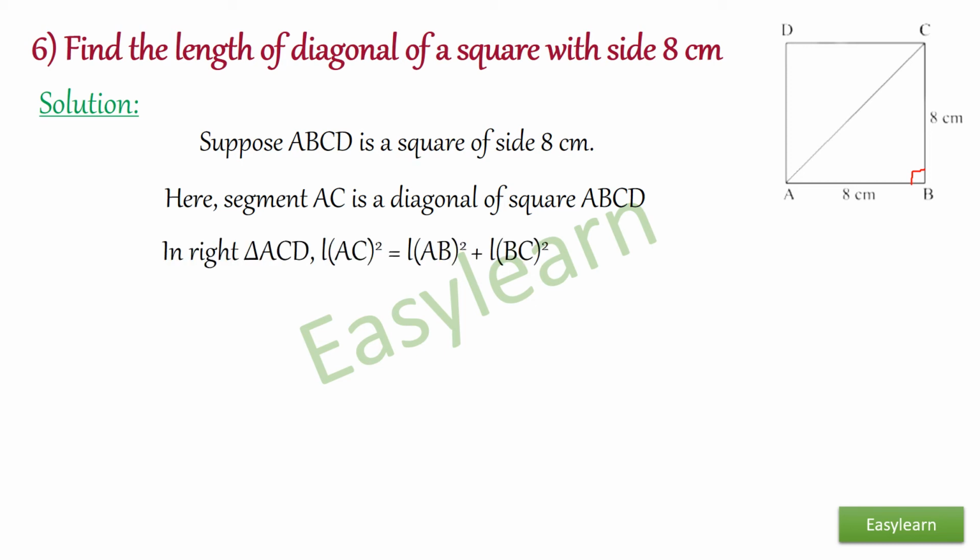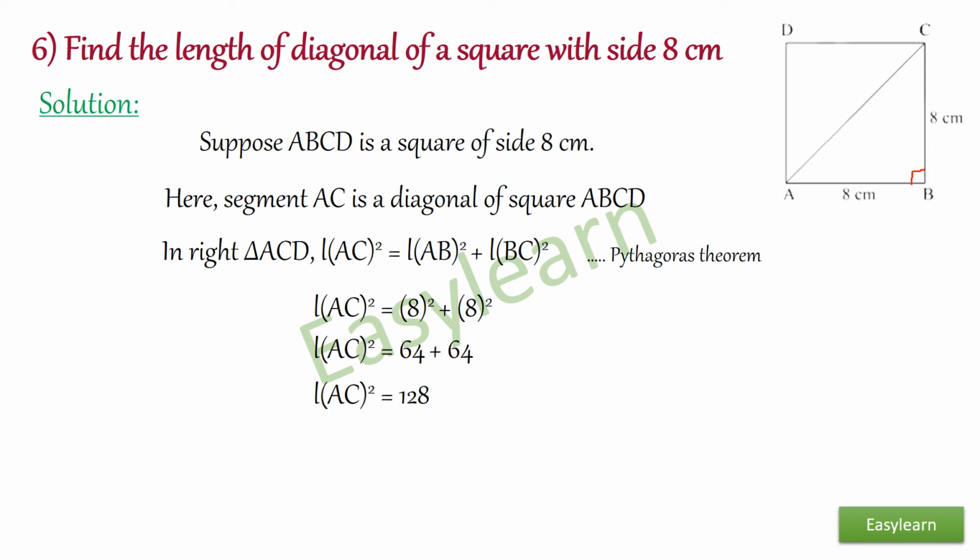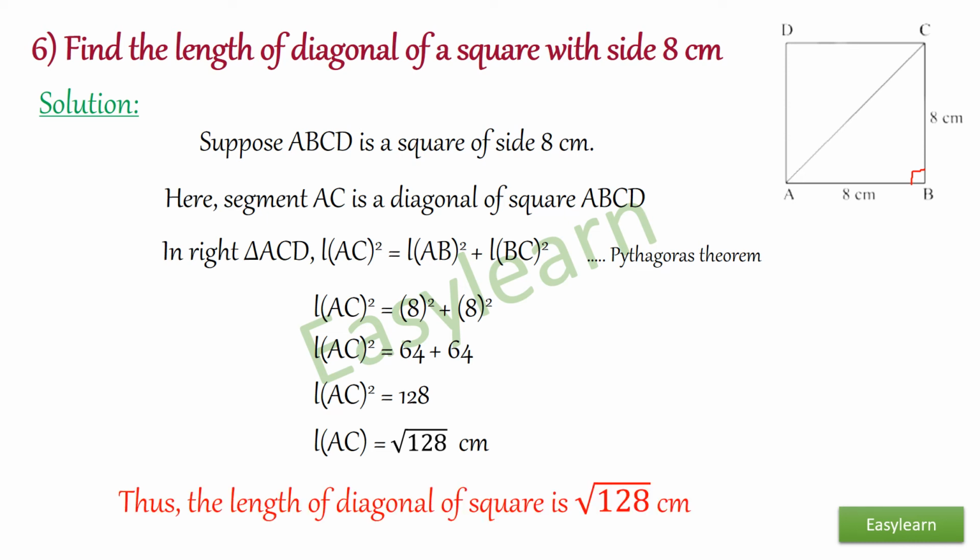So again by Pythagoras theorem we have AC square is equal to AB square plus BC square. So we have AC square is equal to 8 square plus 8 square. That is 64 plus 64, which is equal to 128. Now taking square root on both the sides, we get AC is equal to square root of 128 centimeter. So we got the diagonal as square root of 128 centimeter. Thus the length of the diagonal of the square is square root of 128 centimeter.